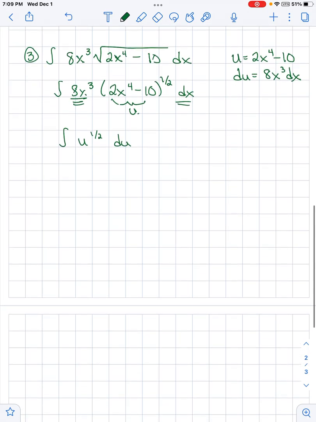Finding the antiderivative, I'm going to work backward from the power rule, so I'll add 1 to that exponent first. That's u to the 3/2. And then I'm going to divide by 3/2. So that makes this 2/3. Final step, I'm going to replace u with 2x to the 4th minus 10. And that is the antiderivative. Okay, I'm going to do one more.